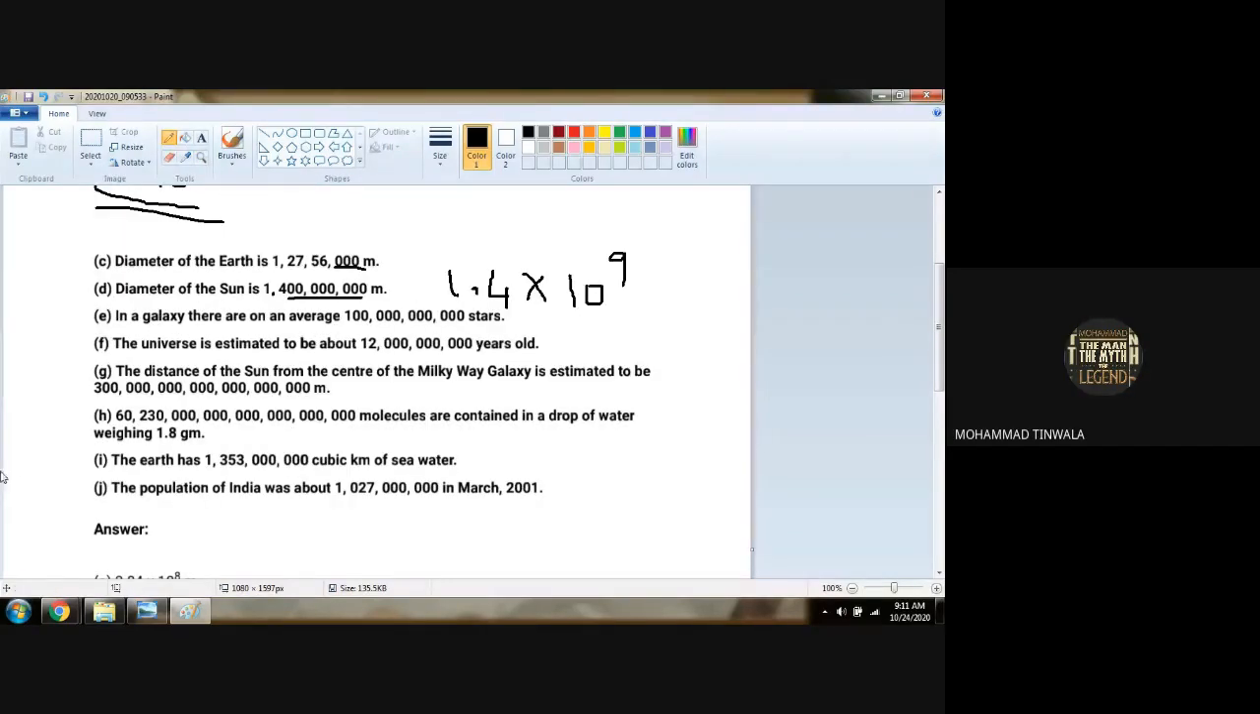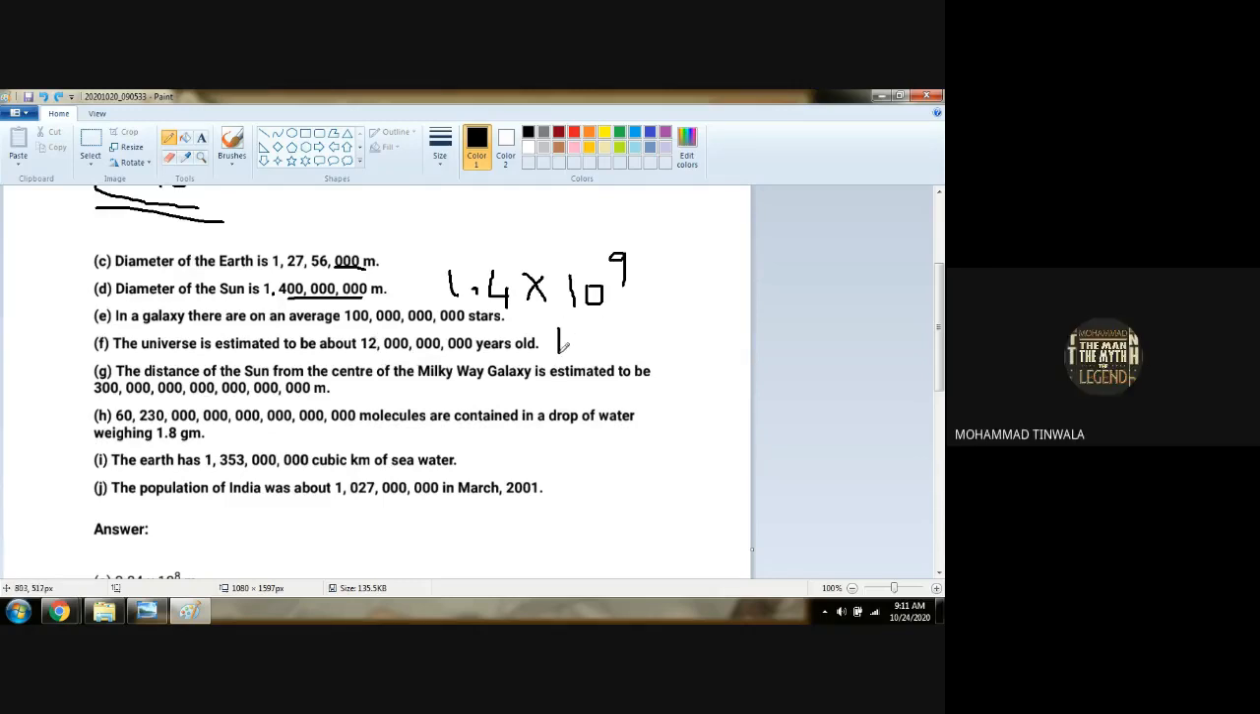Chalo, read. Next question number F. The universe is estimated to be about 12,000,000,000,000 years old. So what should be the answer? Whatever it may be, how many zeros are there? 9 zeros are there. Nine. Yes. 9. And 12 we cannot keep.